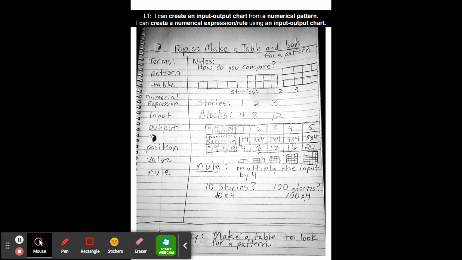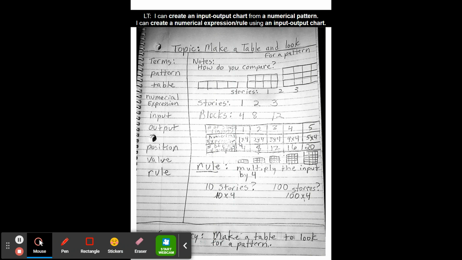A numerical expression is a number, operation, number. The difference between an expression and an equation is that an expression does not have an equal sign. It just has numbers and operations. An equation has numbers, operations, and an equal sign. So notice I put in 2 times 4, 3 times 4, 4 times 4, 5 times 4.